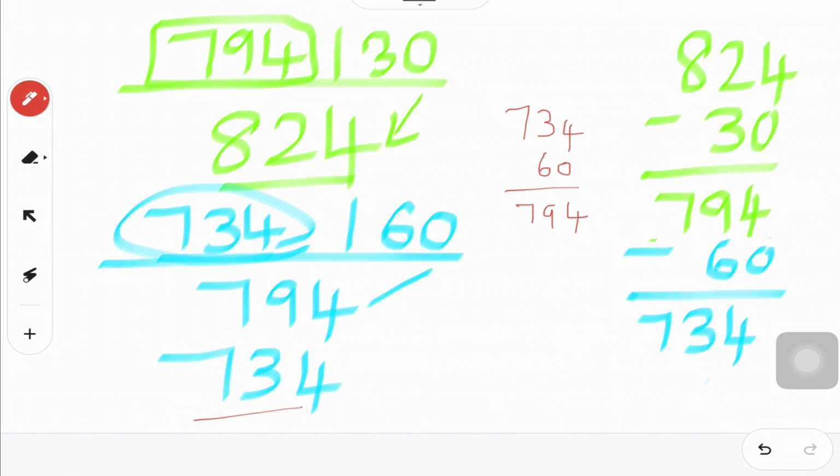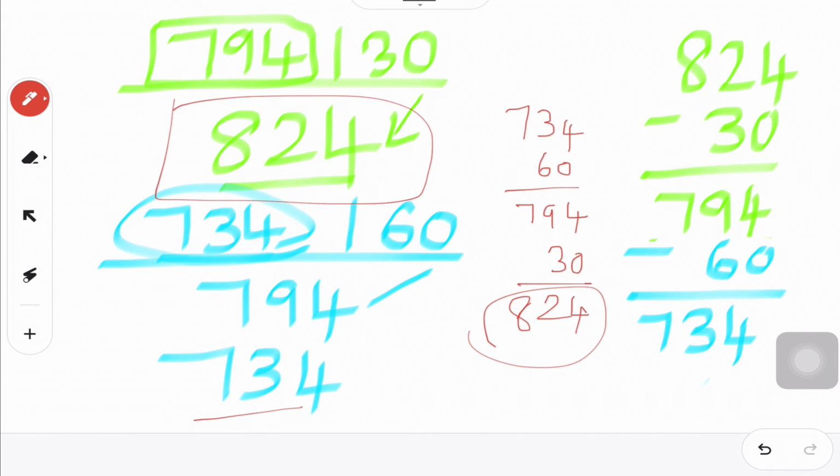And from this 794, if you add 30, you end up with 824, and this is what Larry had. Okay, so just go back and check your problems by doing addition, and then you'll get back to the main number 824. That's how you check, okay, and confirm it's right.